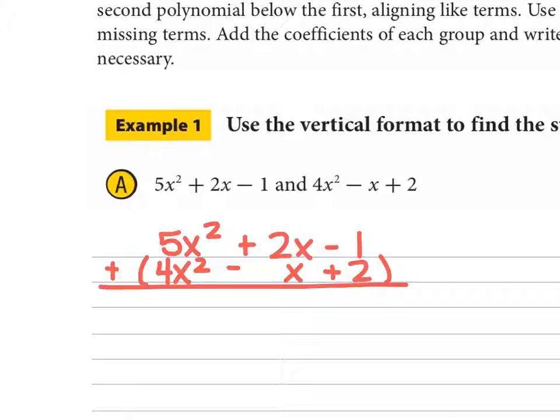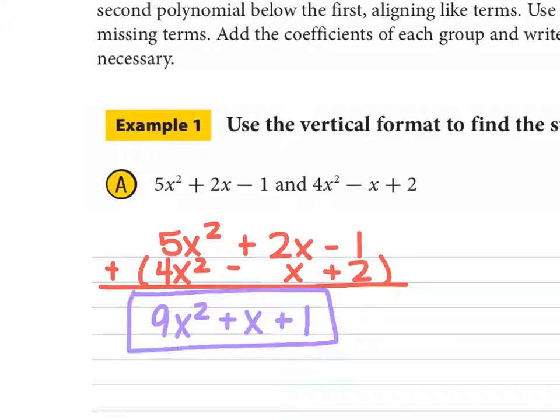So I have 5x squared plus 4x squared, which is going to give me 9x squared. Then I have 2x minus x, which is just x. It's a positive, so we're going to plus x. And then that minus 1 or negative 1 plus 2 is the same thing as 2 minus 1, so this is going to be a positive 1. So 9x squared plus x plus 1 is the solution for this one.